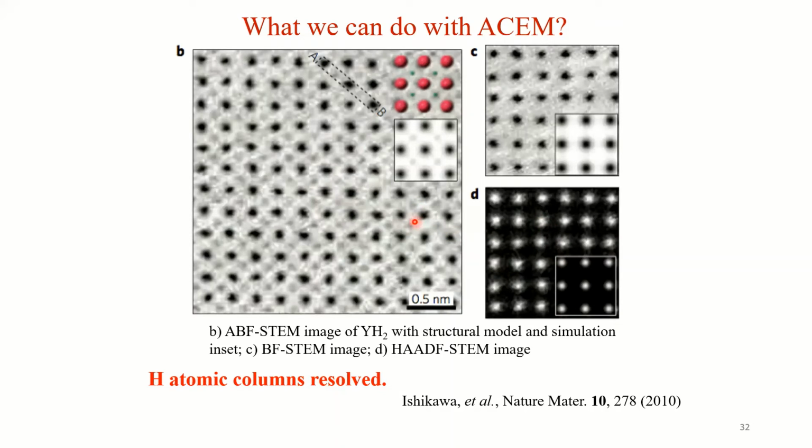So in ABF, you can clearly see this hydrogen atom, which would not be possible without aberration correction because of the contrast and the stability, the resolution. The spherical aberration dominates significantly, and these low Z elements are very small and have a very low electron scattering cross section. So these aberrations just make these low Z elements invisible. That's why you need aberration correction.